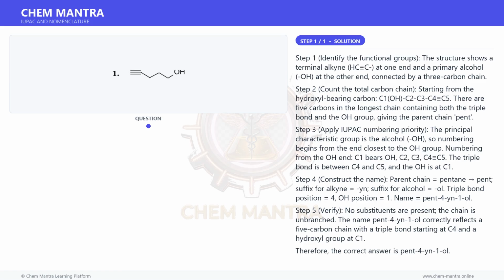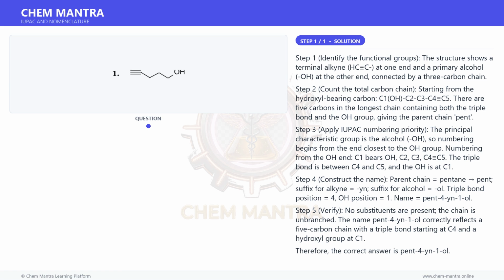Step 4. Construct the name. Parent chain is equal to pentane, pent. Suffix for alkyne is equal to -yn, suffix for alcohol is equal to -ol. Triple bond position is equal to 4, OH position is equal to 1. Name is equal to pent-4-yn-1-ol. Step 5. Verify no substituents are present, the chain is unbranched.